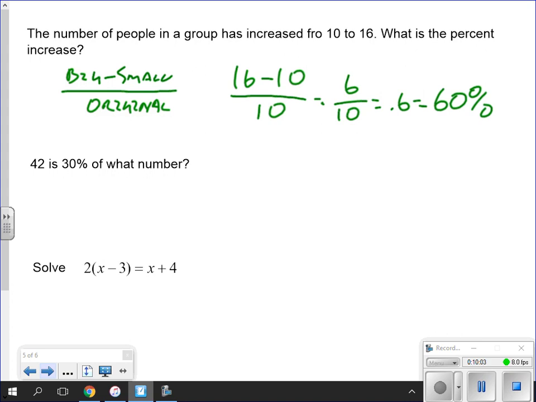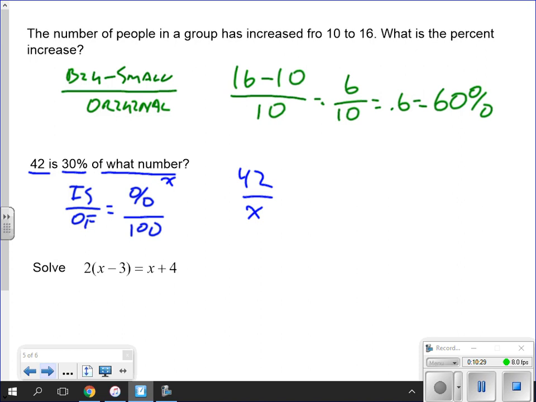Okay, now the next one, we are solving a percentage. 42 is 30% of what number? Remember, this is is over of equals percent over 100. I have the is, I have the percent, the of is the thing I don't know. So I plug in what I have. 42 is the is, so I have 42. The of is what I don't know, so there's my x, equals my percent, 30 over 100. That's how I set it up, and then I solve.